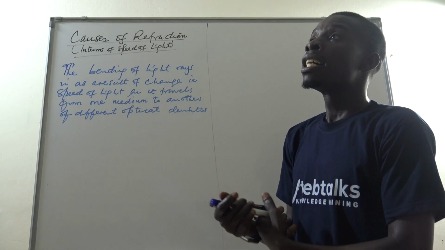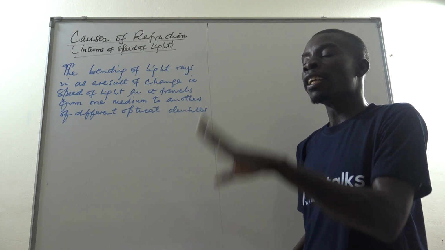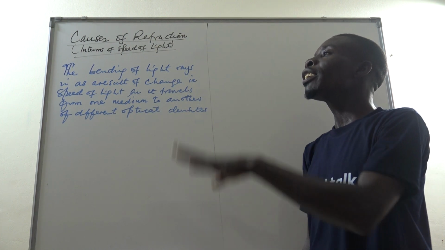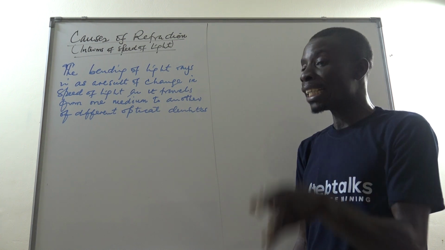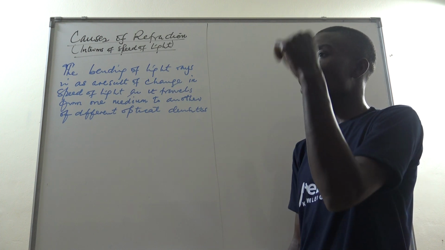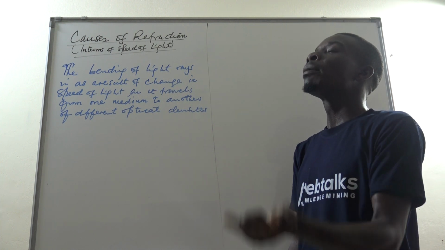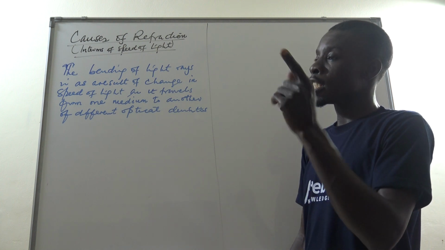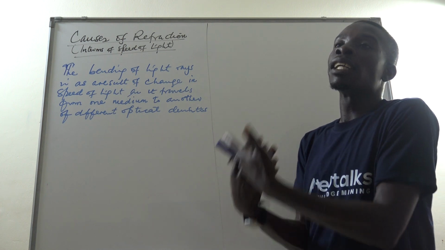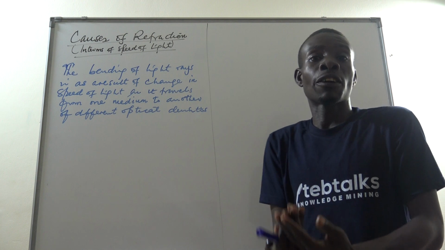Okay? That light has different speed in different medium. And why is it having different speed? It is because different mediums have different densities. So it is the density that is affecting the speed of light. And if the speed of light changes for every medium, it means that even the direction will change, and that is basically what we're calling bending of light rays, generally known as refraction of light, as earlier on defined.